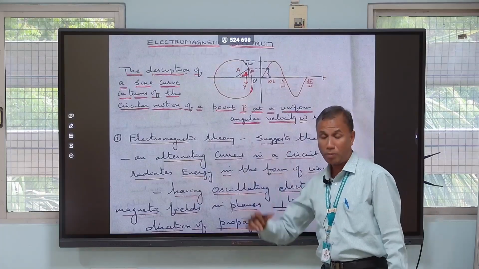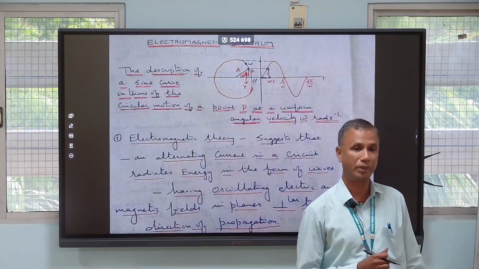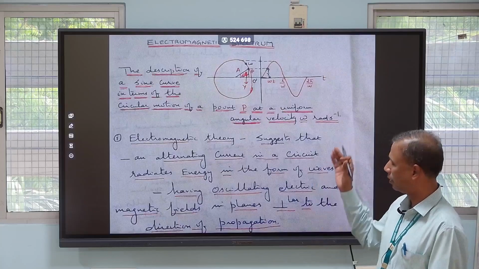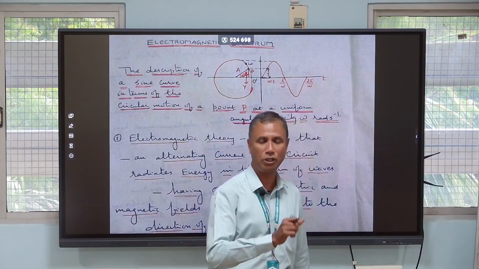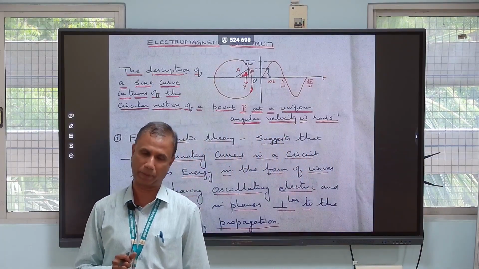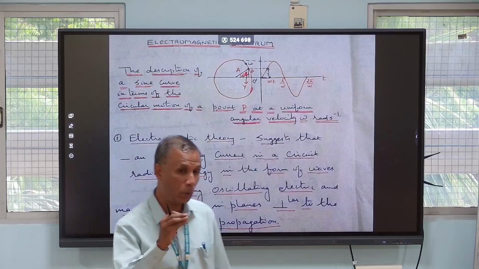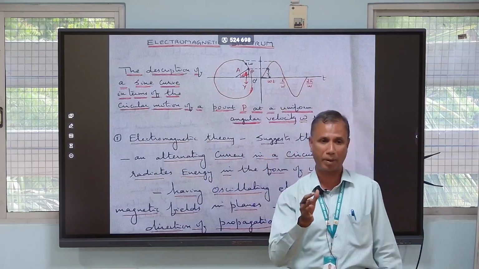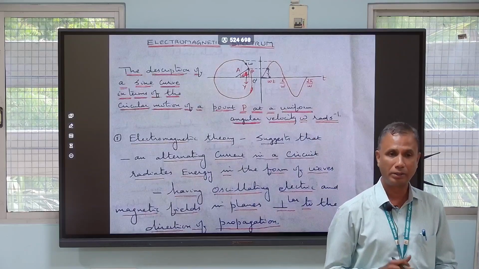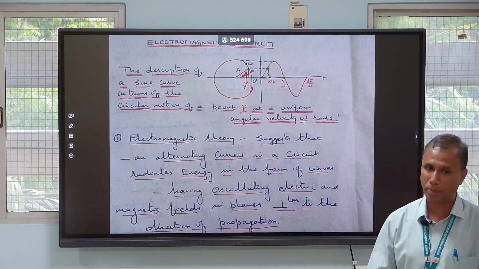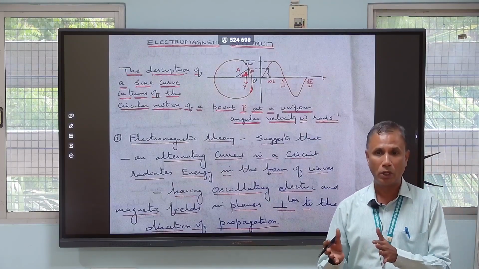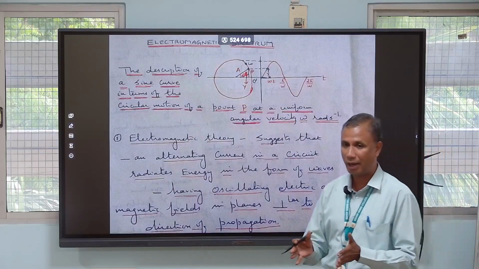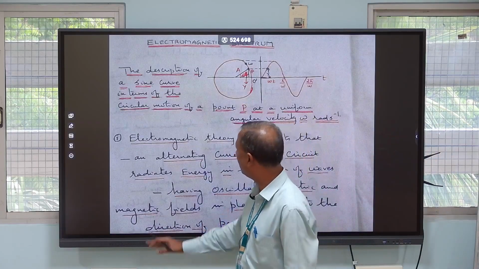Now come to another basic concept, the electromagnetic spectrum. Just tell me why it is called the electromagnetic spectrum. How was it named? The name itself explains it; it is self-explanatory. It is electromagnetic, so it consists of both an electric field as well as a magnetic field.